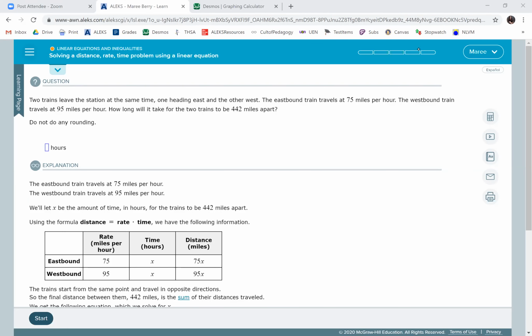One thing that is cool to know is that distance equals rate times time. So let's just read this problem here. We'll kind of go over this example. Two trains leave the station at the same time, one heading east, and the other west.